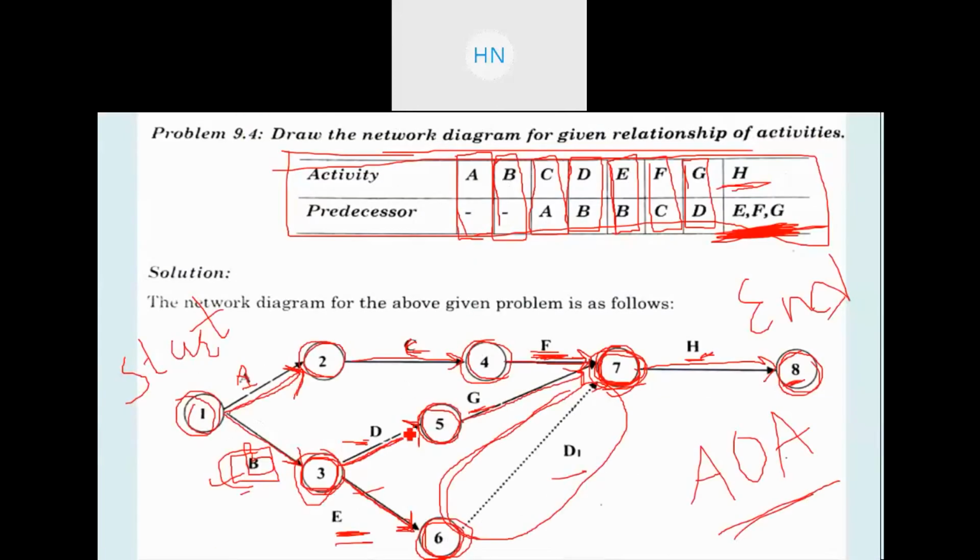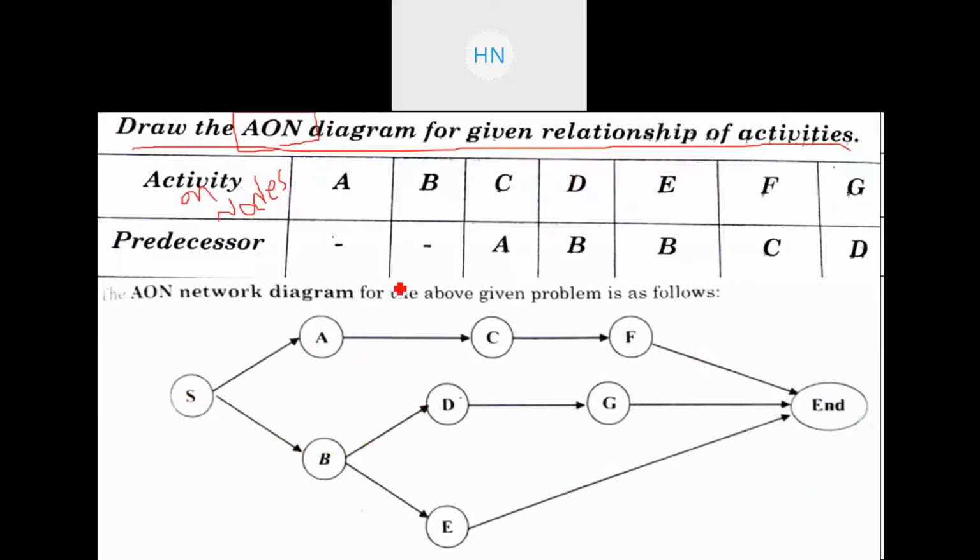Basically we will be following the AOA diagram only for the numericals, right? Now let us move with this data. The first activity, that is activity A, has no predecessor, right? So we can write down the first activity as this circle, that is activity A, right?